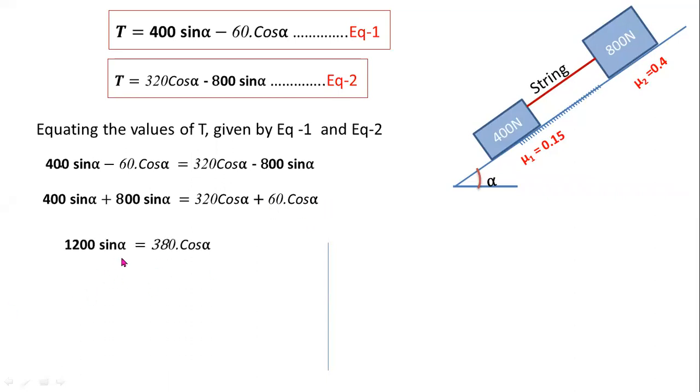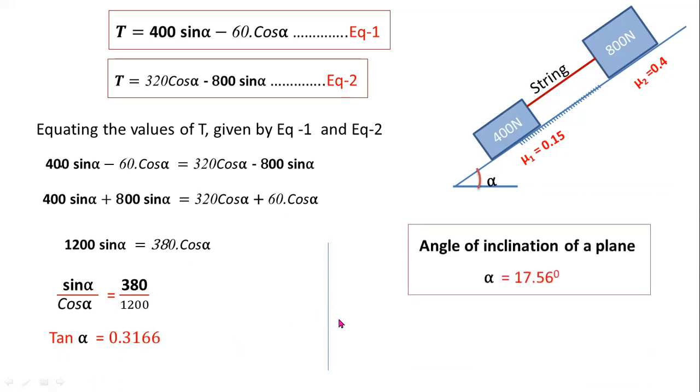Take sin alpha as common on one side and cos alpha as common on the other. From this equation, sin alpha by cos alpha equal to 380 by 1200. Already we know that sin alpha by cos alpha equal to tan alpha equal to 0.3166. The value of 380 by 1200 is 0.3166. Now alpha equal to tan inverse of 0.3166, so alpha equal to 17.56 degrees. This is the angle of inclination of the plane with respect to the horizontal plane.